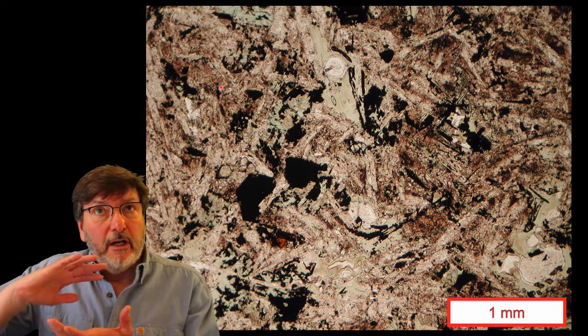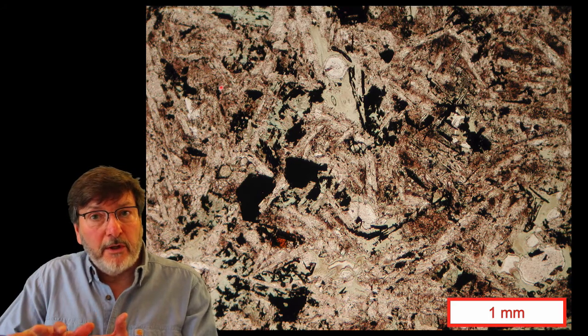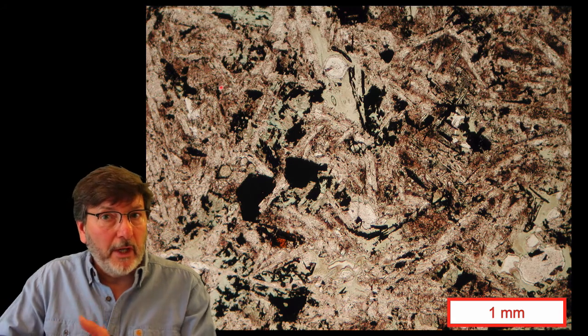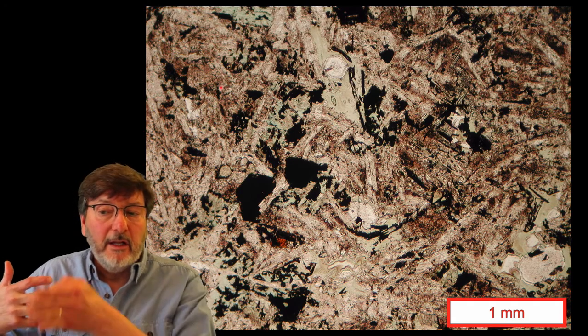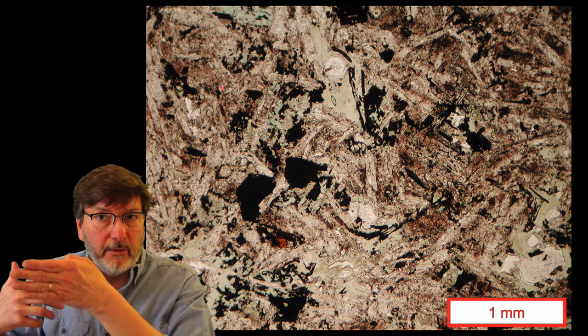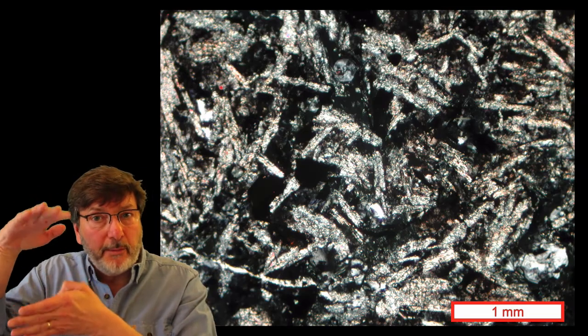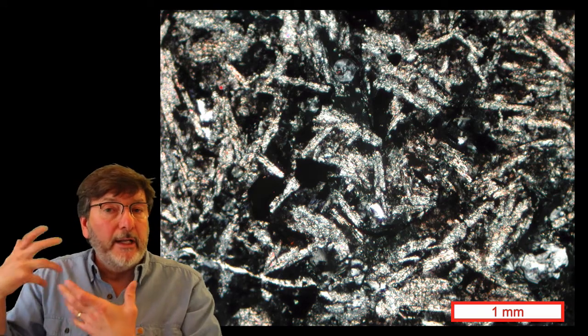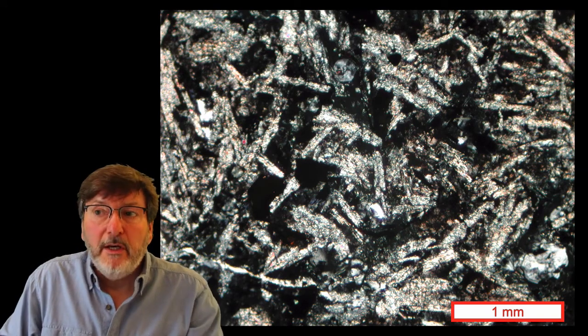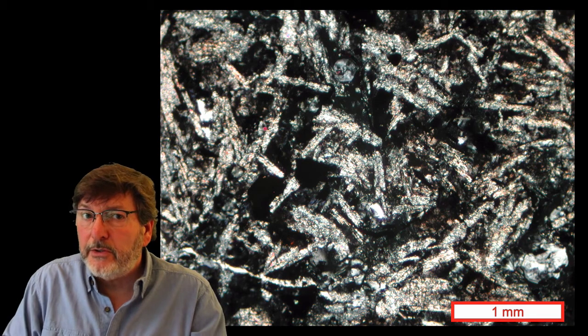Now, if we cross the polars on the microscope so that no light should come through, we're looking at light polarized in one direction from below, and then we put a polarizer oriented 90 degrees to it above the sample, and now no light should come through except light that's twisted by crystal structures.